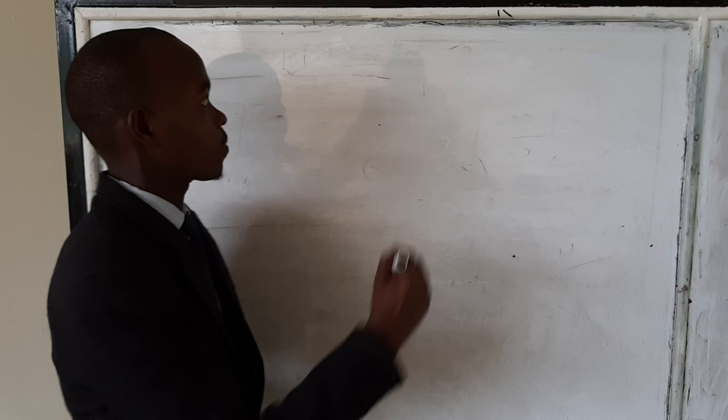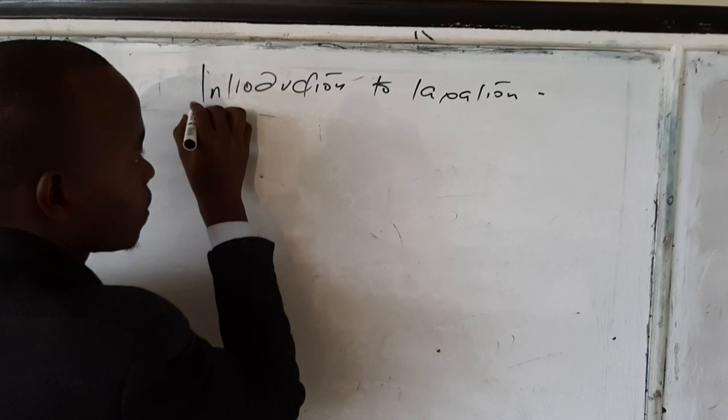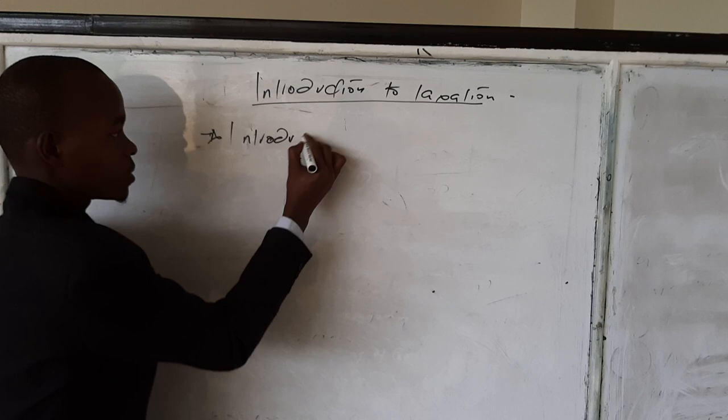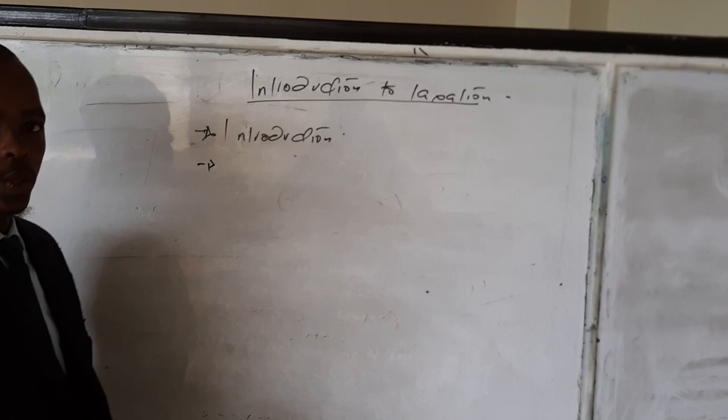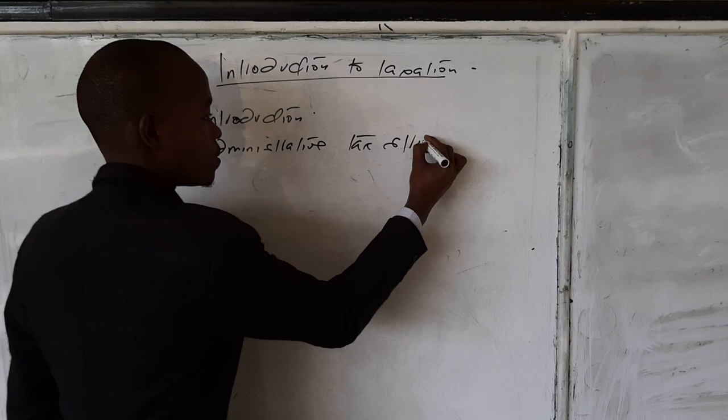This is Introduction to Taxation. The first chapter we are going to look at, of course, is the introduction. The second chapter we are going to look at is the administrative tax structure.